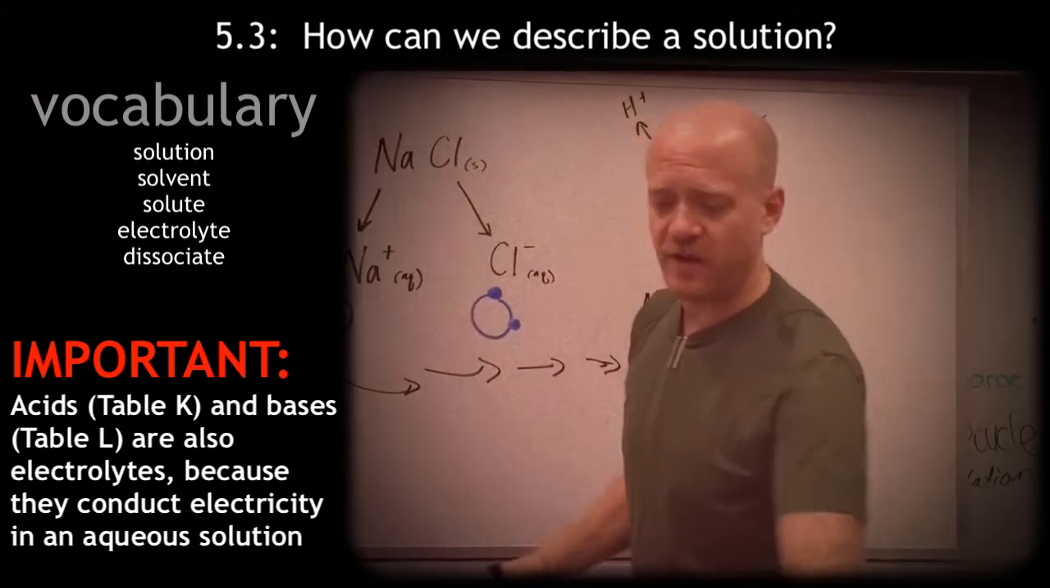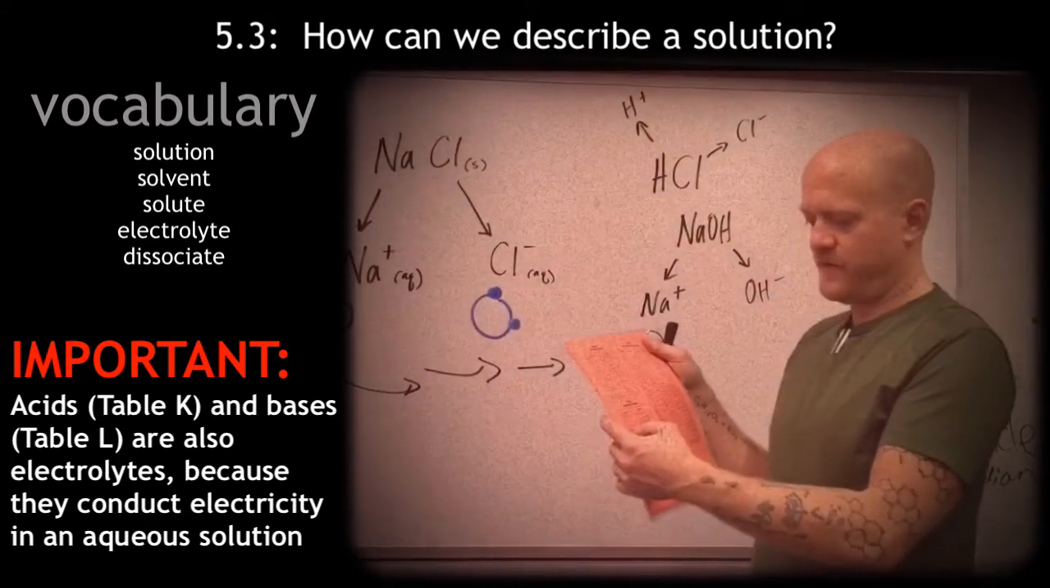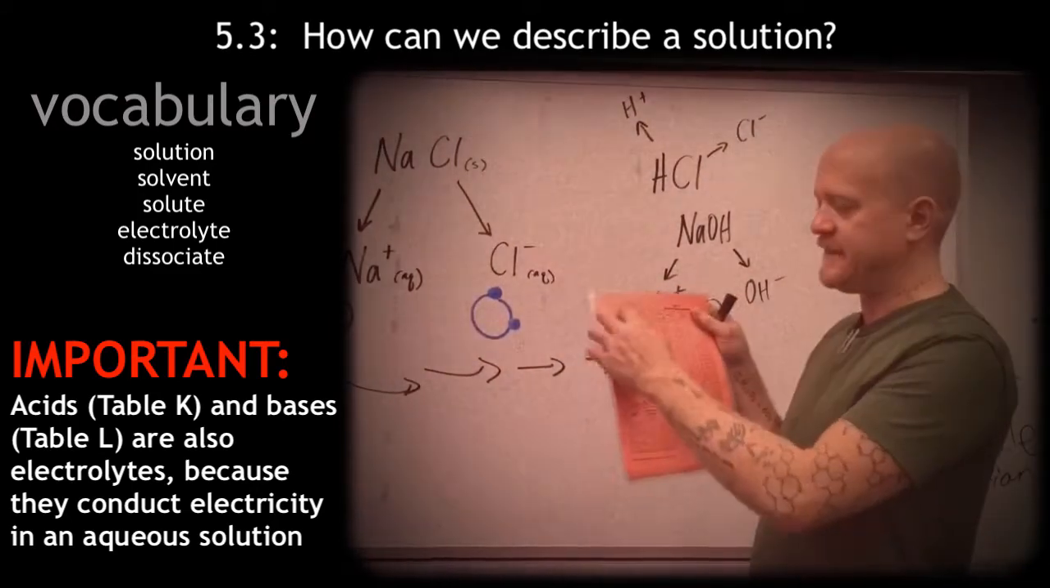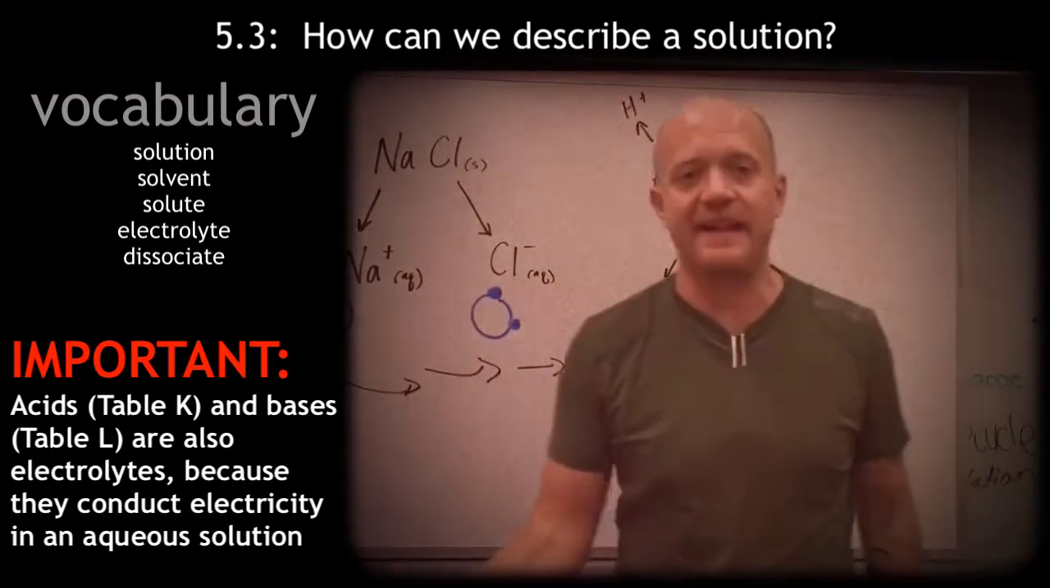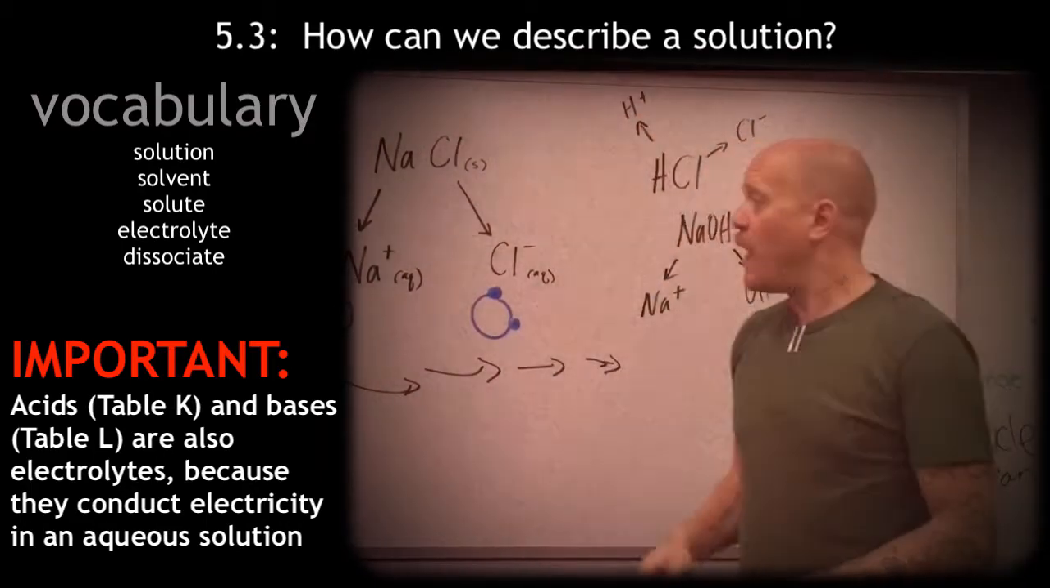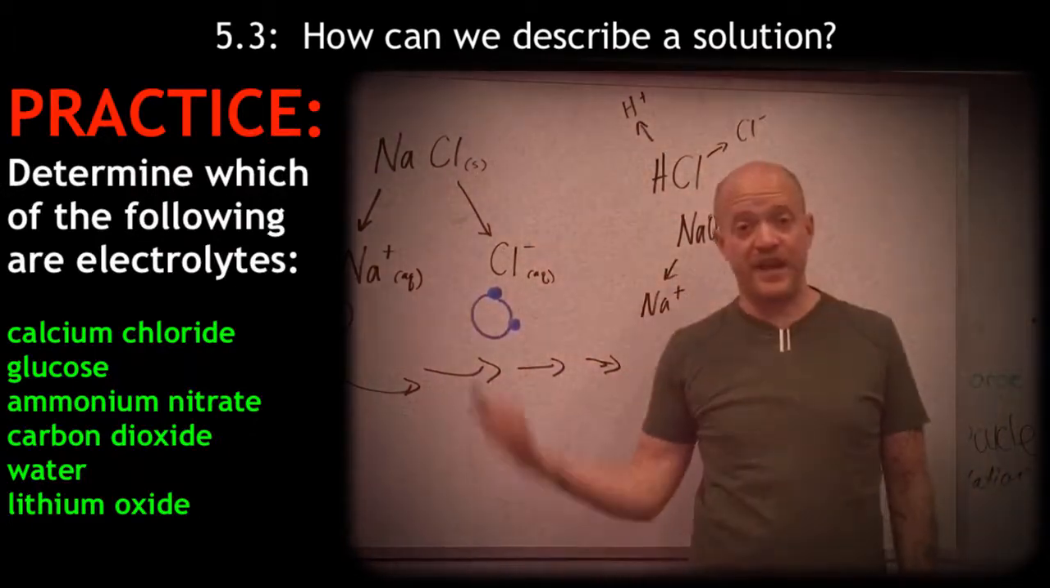Okay, so all you need to know is that if it's in table K or table L, with the exception of ammonia, if it is an acid with an H or a base with an OH, it is going to be an electrolyte. Okay? What I want you to do right now is look at these practice problems, check it out.